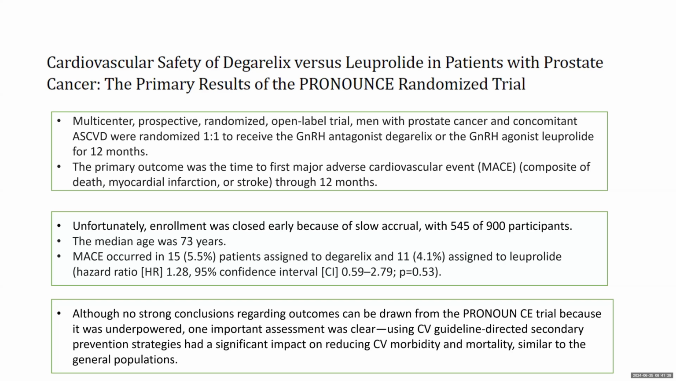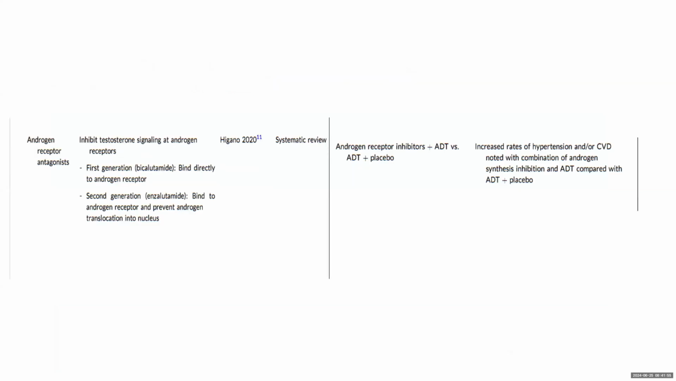The median age was 73 years, and major adverse cardiovascular events occurred in 15 patients assigned to degarelix and 11 assigned to leuprolide. The hazard ratio was 1.28. Although no strong conclusion regarding outcome can be drawn from the PRONOUNCED trial because it was underpowered, one important finding was clear: using cardiovascular guideline-directed secondary prevention strategies had a significant impact on reducing cardiovascular morbidity and mortality, similar to the general population.